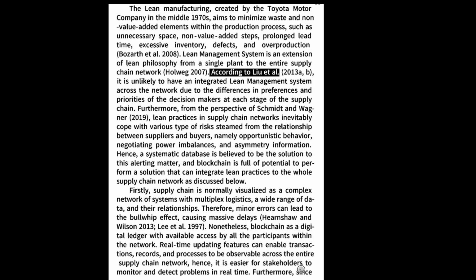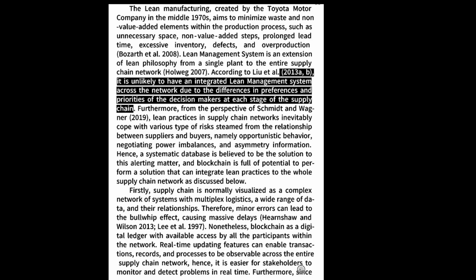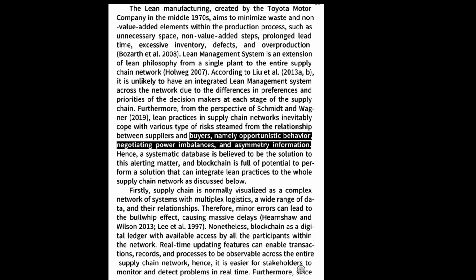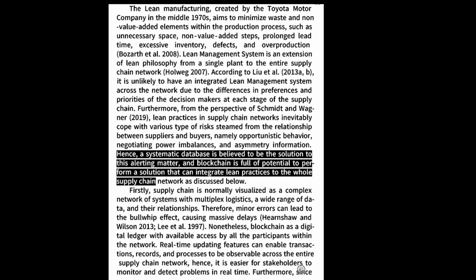According to Liu et al. 2013a, it is unlikely to have an integrated lean management system across the network due to the differences in preferences and priorities of the decision makers at each stage of the supply chain. Furthermore, from the perspective of Schmidt and Wagner 2019, lean practices in supply chain networks inevitably cope with various types of risks stemming from the relationship between suppliers and buyers, namely opportunistic behavior, negotiating power imbalances, and asymmetric information. Hence, a systematic database is believed to be the solution to this alarming matter.